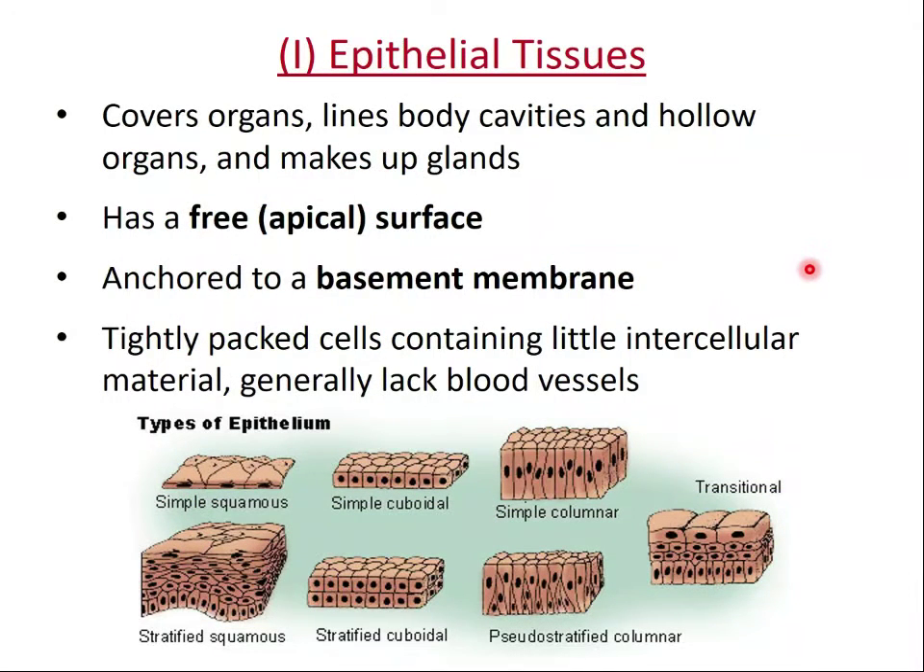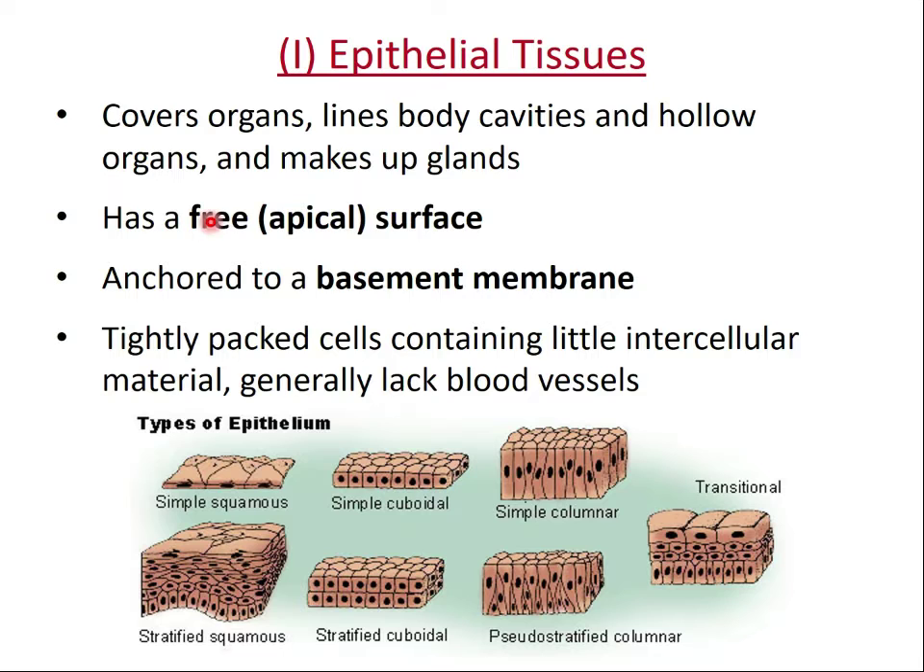So now, for this part of the lecture, let's focus and look at epithelial tissue, the different types, their different functions, and even some examples of where these tissues are found. As I mentioned, epithelial tissue helps cover organs, they even cover the body, line the body cavities, and they also make up glands that will secrete substances.